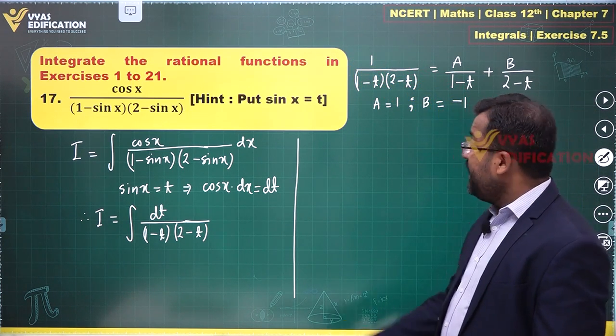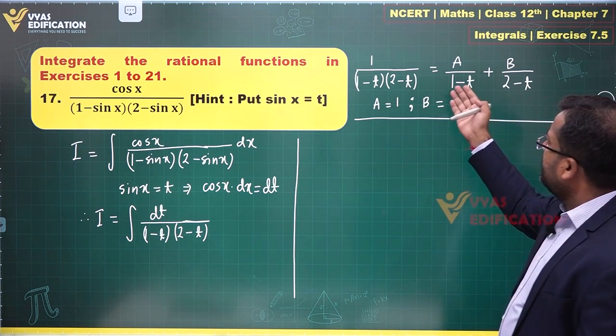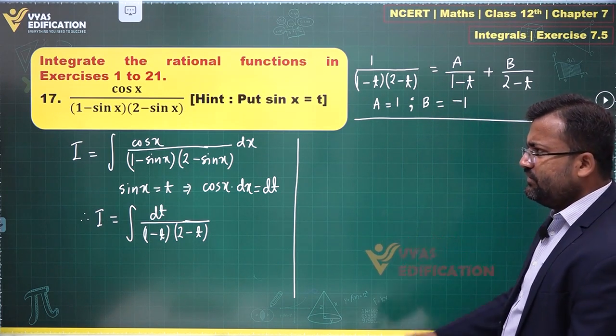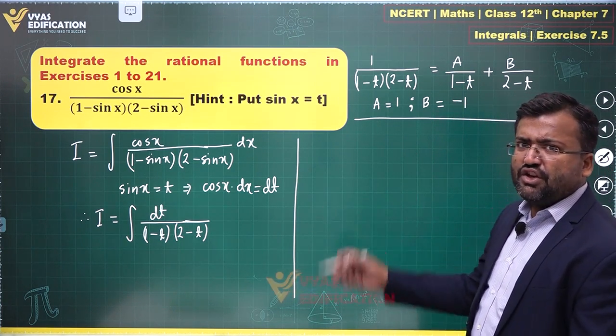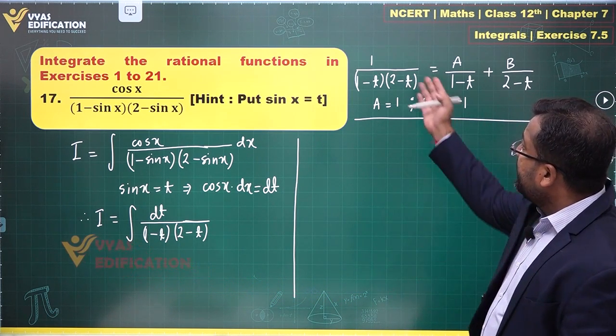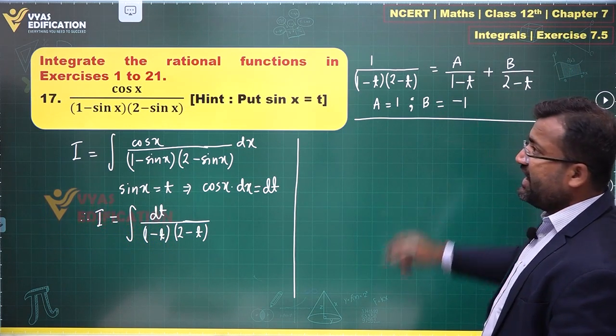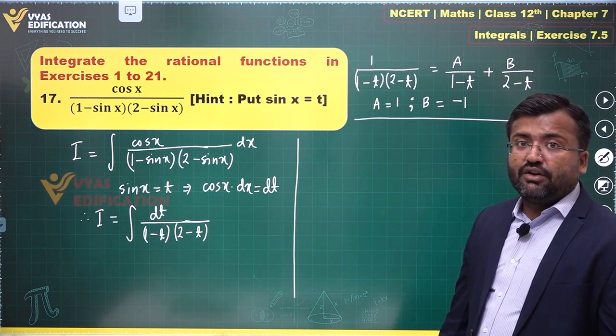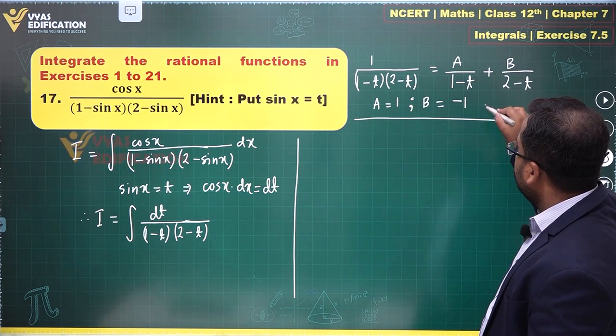Have you found those values using a shortcut approach? Yes, actually, but with so much practice, obviously you can get a and b easily, right? So you could compare the numerators: 1 equal to a times (2 minus t) plus b times (1 minus t), and then you can compare coefficients to get the values of a and b. This is what you'll get.